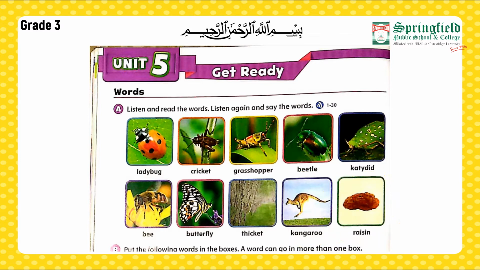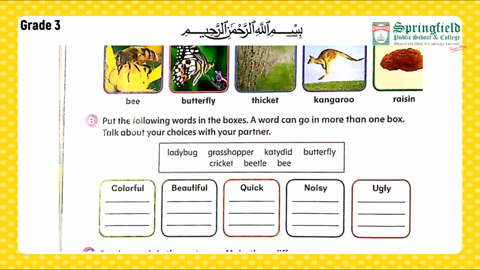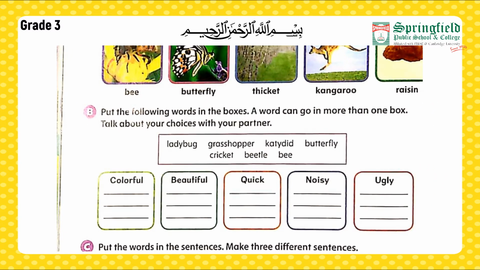Now moving towards our next part, that is part B. Put the following words in the boxes. A word can go in more than one box. Talk about your choices with your partners. So students, here you can see that in the box we have been given some words. These are the insects, and below we also have been given some columns, that is colorful, beautiful, quick, noisy, ugly. Now the words in the box, you have to put them in the columns below.